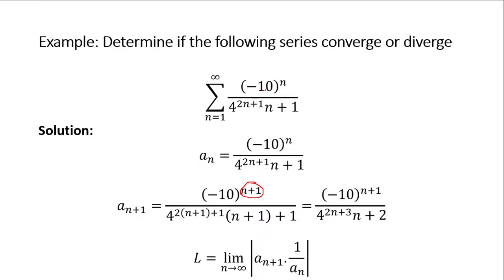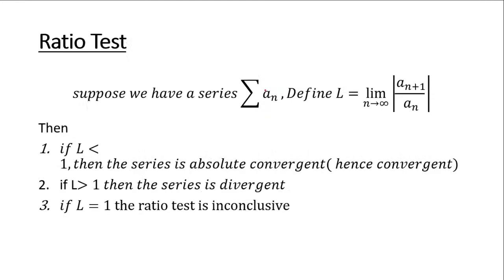That's all. But you should know that with the ratio test, you take a_(n+1) over a_n and find the limit as n approaches infinity. If the limit L is less than 1, the series converges, and if L is greater than 1, it diverges. And if L is equal to 1, the ratio test is inconclusive.